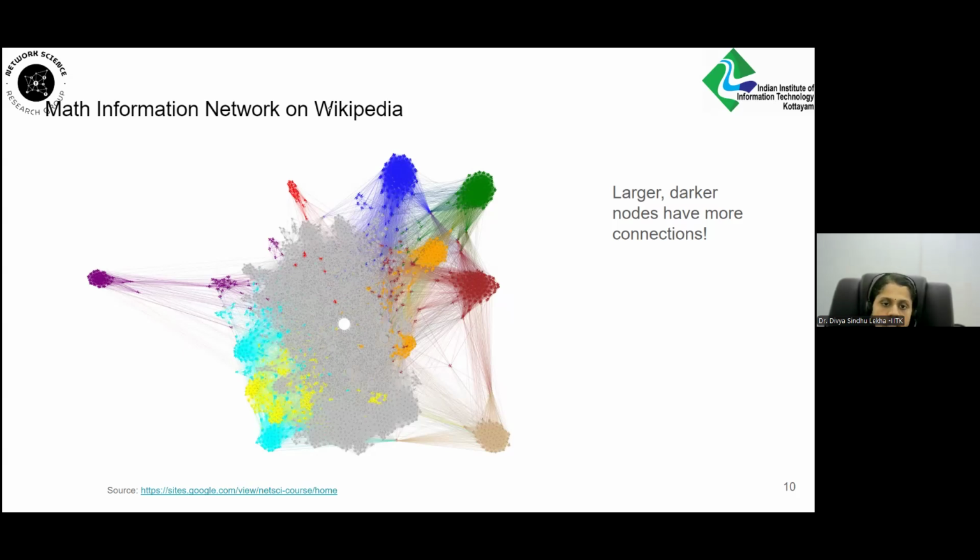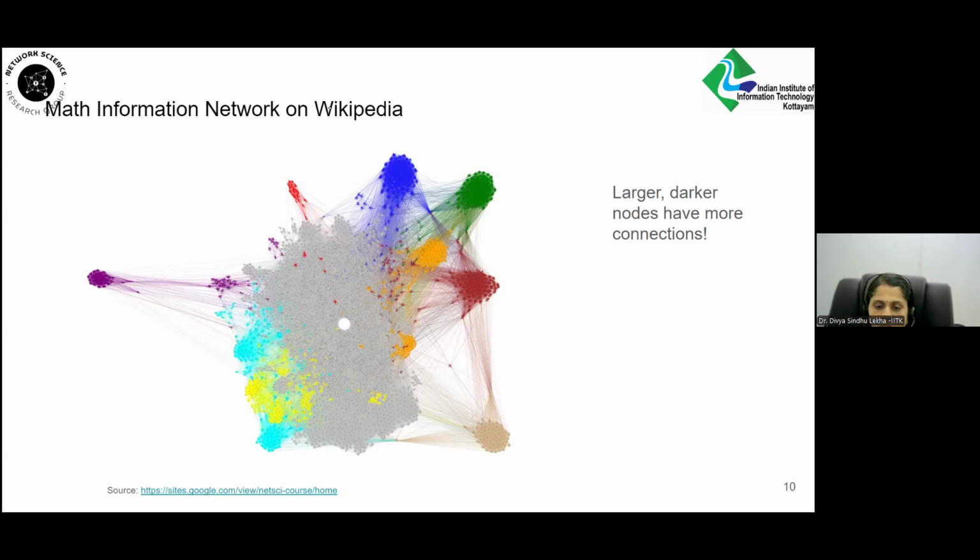We can also see differently colored nodes. Each colored node represents a different topic in mathematics. An interesting fact here is that each colored group forms a cluster, a community, right? In this community you have a dense, very large number of connections between each other. So they have a large number of references to each other compared to other topics.